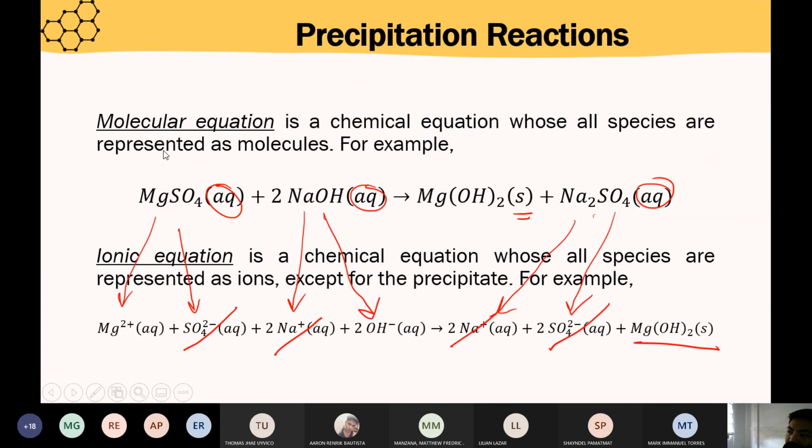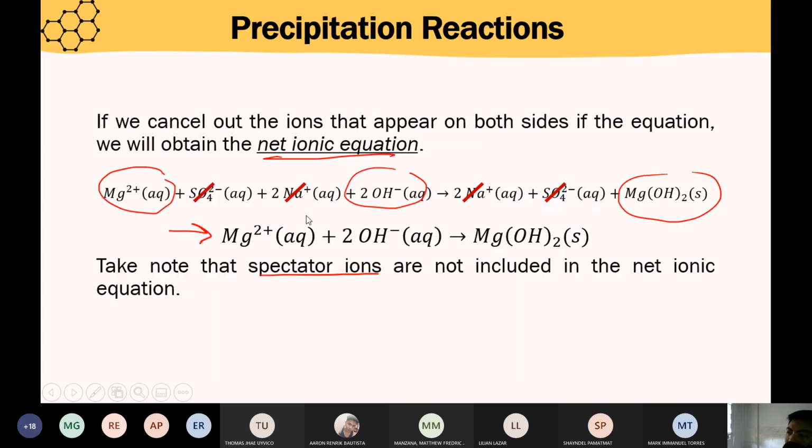So in precipitation, we have three types of equation. The molecular equation, which shows our ionic compounds as a whole. And then we have our ionic equation wherein all aqueous species are converted into ions. But the solid one, the precipitate, should not be written as ions. Then yung ating ions, they can be cancelled out. Tawag sa kinancel out natin ay spectator. Yung natira, yun yung net ionic equation. This showed us kung ano talaga yung nangyari sa equation.